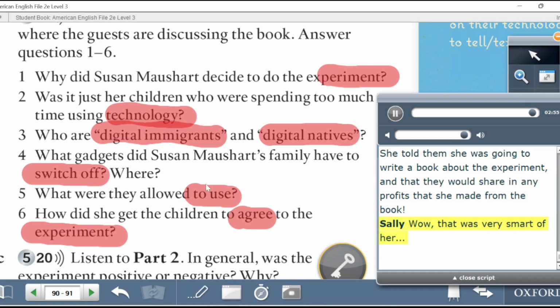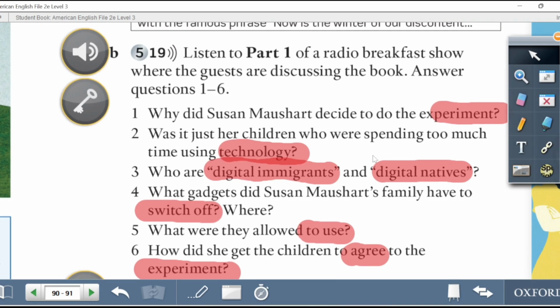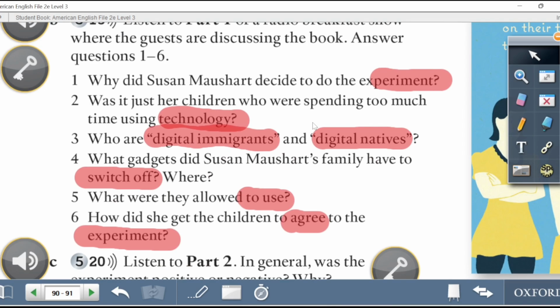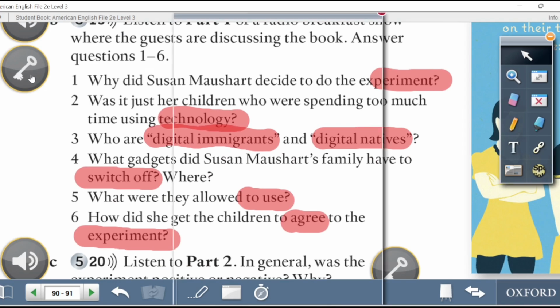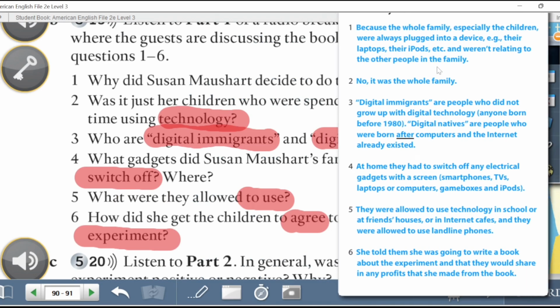Okay, and now let's check all the answers here first, and then I will translate all parts for you. So, number 1. Number 1 is because the whole family, especially the children, were always plugged into a device, for example, their laptops, their iPods, etc., and weren't relating to the other people in the family.